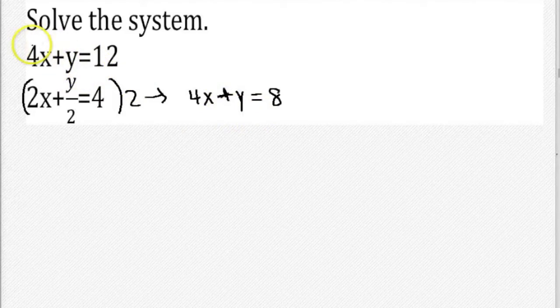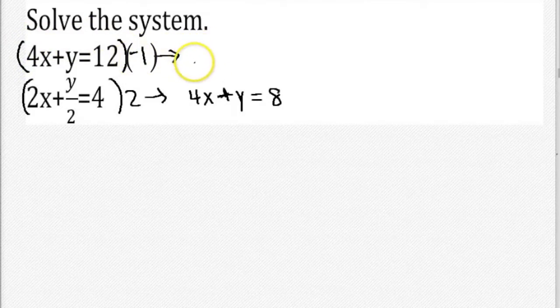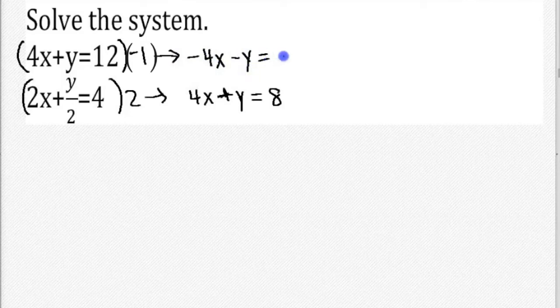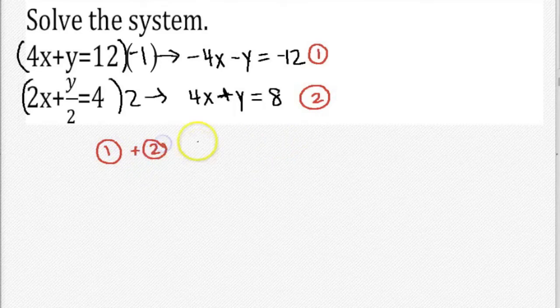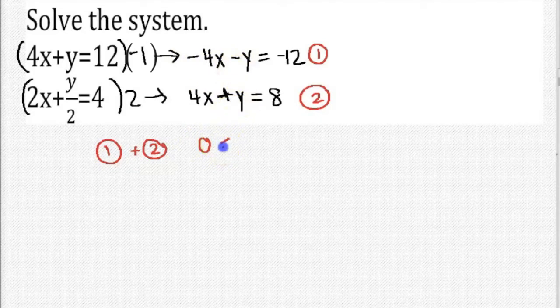So all we need to do is multiply the top equation, or we can do the bottom, but I'm just going to do the top, by negative 1, so that we can add those two together to eliminate one of the variables. So we get negative 4x minus y equals negative 12. So now the two equations we have are number 1 and number 2, and we're going to add these two equations to get rid of a variable so we can solve. We get negative 4x plus 4x is 0, negative y plus y is also 0, equals negative 12 plus 8, which is negative 4.